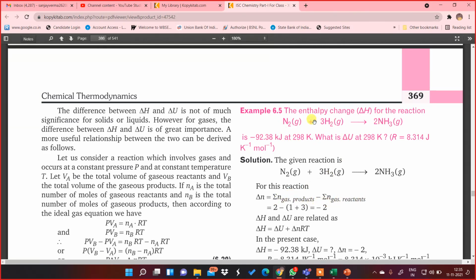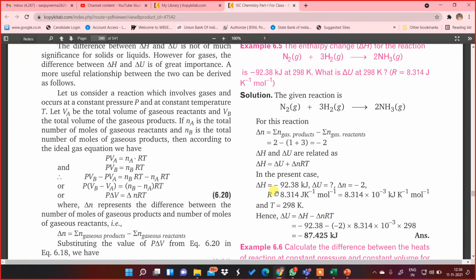There's a numerical over here. The enthalpy change value is given as minus 92.3 kilojoules per mole at 298 Kelvin. So what is the value of delta U? So first get the value of delta n. It will become 2 over here, minus 1 plus 3, and this is coming to minus 2. Delta n value is minus 2. Okay, so write this equation, delta H is equal to delta U plus delta n RT, and put the values. So upon putting the values, you will get the value of delta U, that is the internal energy change.